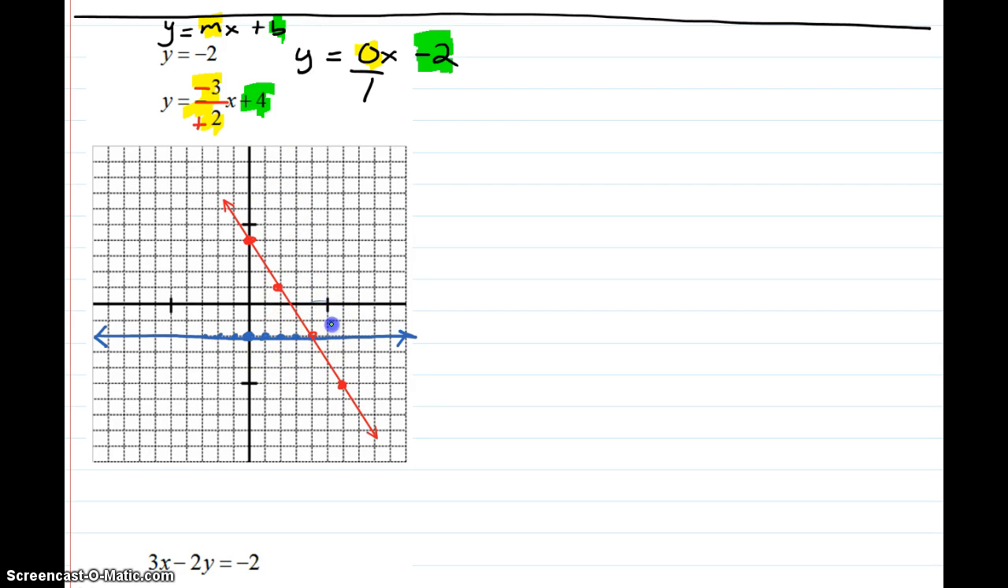And so it looks like the two lines touch right here. So we're going to write our ordered pair, x comma y. So I'm going to start here at the 0, 0, and I'm going to have to go 4 spaces to the left. So it's positive 4. Then I'm going to have to go 2 spaces down. So it's 4 comma -2.